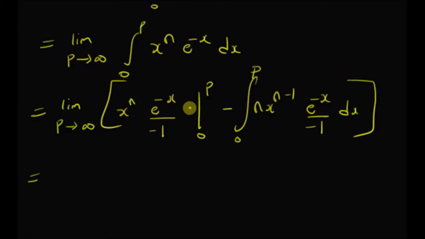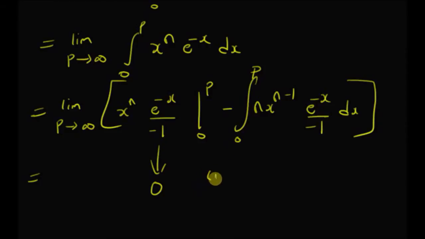The first term clearly is equal to 0, because for x equal to 0, the term is 0 power n, which is 0, and e power 0 is 1, so 0 into 1 is 0. And for the second limit p, we have p power n into e power minus p, and for the limit p tends to infinity, the function e power minus p is clearly going to be 0. So the first term under the limit p tends to infinity is clearly 0.